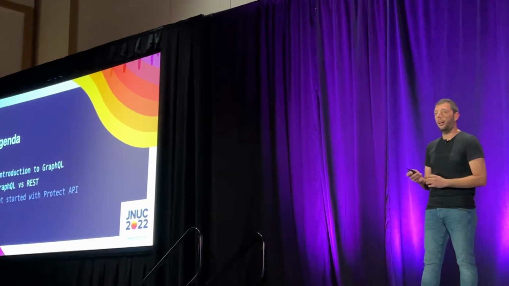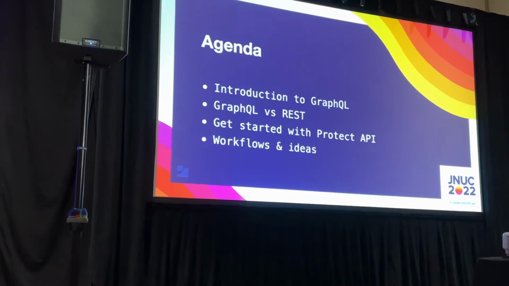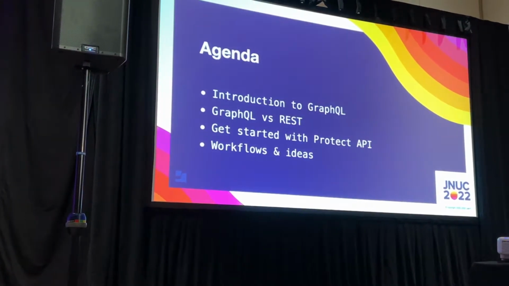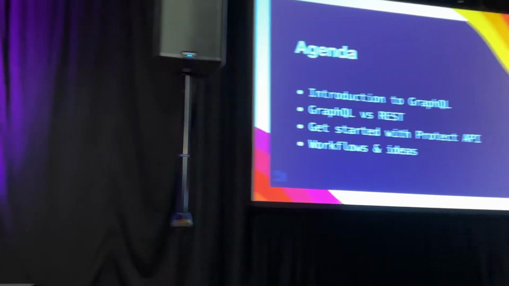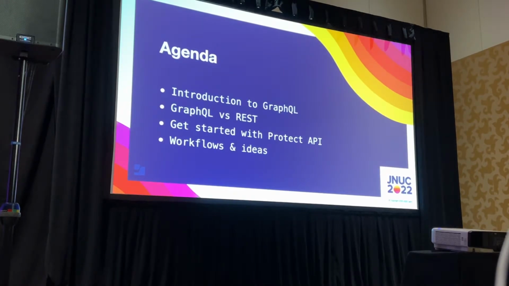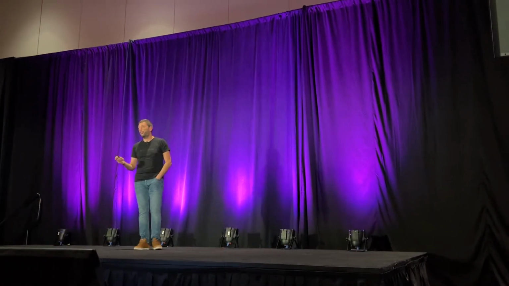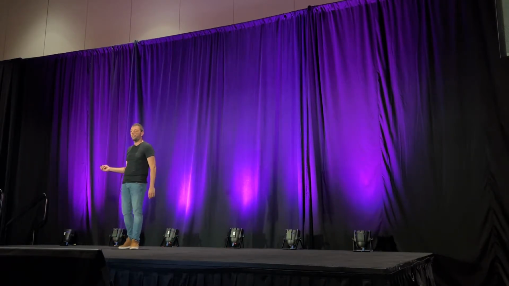We're going to start with a little bit of an introduction to GraphQL. When we're talking Jamf Protect API, that's based on GraphQL. We're then going to move on and see the differences between GraphQL and REST. Probably most of us are more familiar with REST APIs like the Jamf Pro one, and we're going to see how the Protect one is different because it's based on GraphQL. Then we're going to get started with the Jamf Protect API, see how we can set up from scratch and dig in. And then I have a couple of workflow ideas and suggestions on actual real use case scenarios for Jamf Protect.